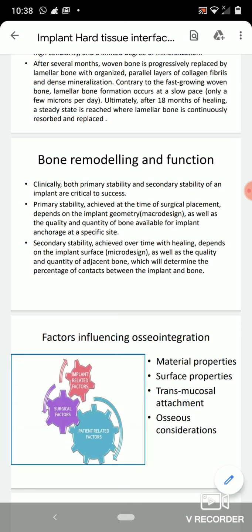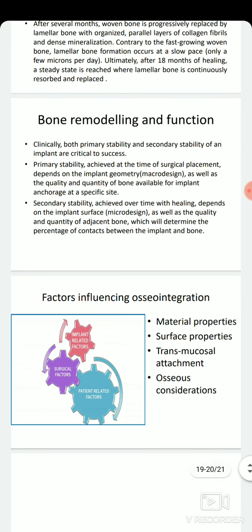Along with this, there is the quality and quantity of bone available for implant anchorage at the specific site. Secondary stability, which is achieved over time with healing, depends on the implant surface microdesign, which is an additive process or a subtractive process. The additive process involves surface alterations, that is, addition of hydroxyapatite crystals over the surface, and the subtractive process is polishing the surface of the implant, removing the surface characteristics. Along with this, the quality and quantity of adjacent bone will determine the percentage of contact between implant and bone.